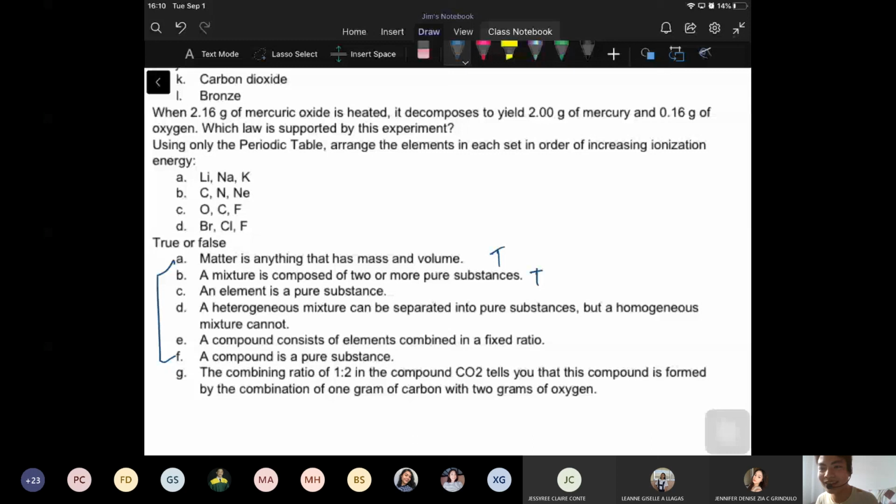Next, letter C. Nakita ko si Aiza Tolentino kanina. Sige, Aiza. Letter C. An element is a pure substance. True po. Sige. So, letter D. Sige, si Lian Micaela. Letter D po, a heterogeneous mixture can be separated into pure substances, but a homogeneous mixture cannot. True po.